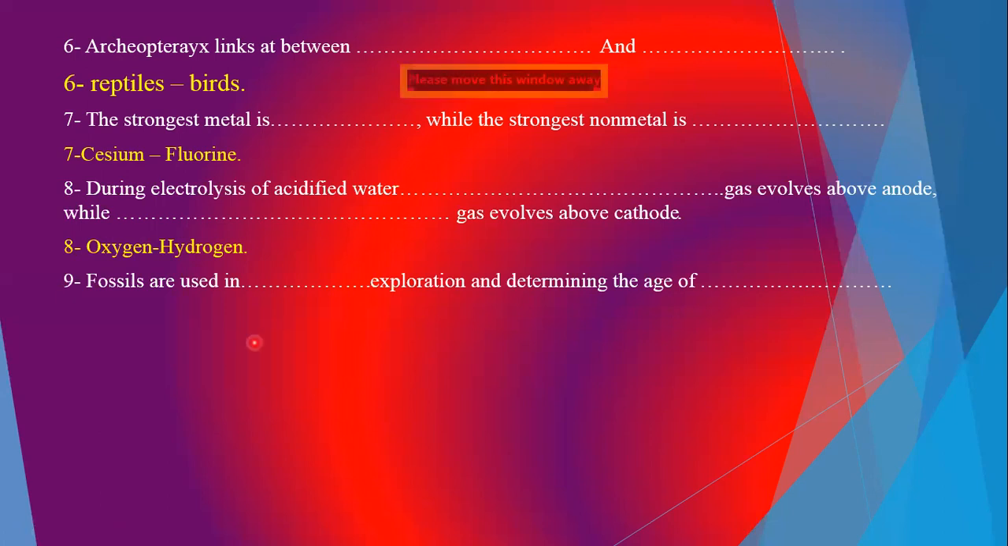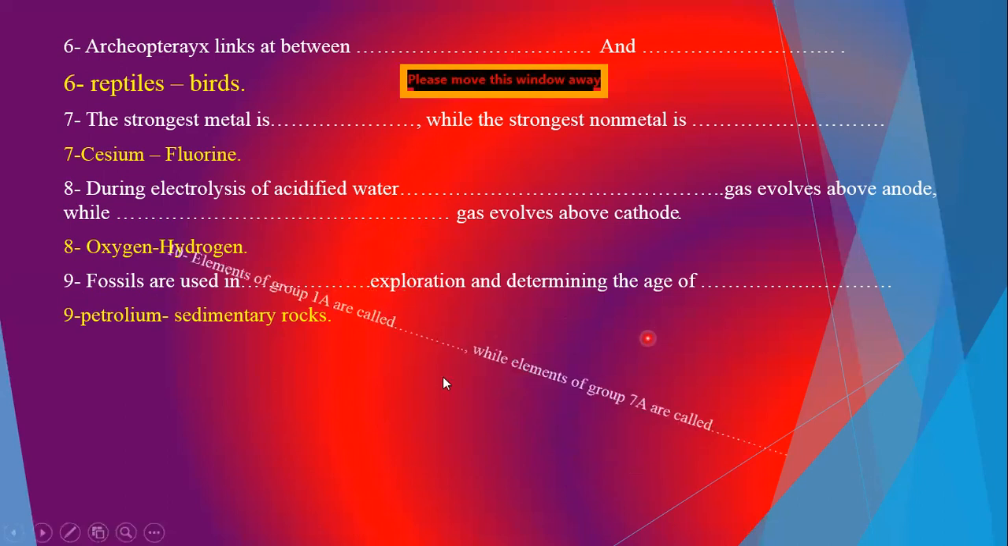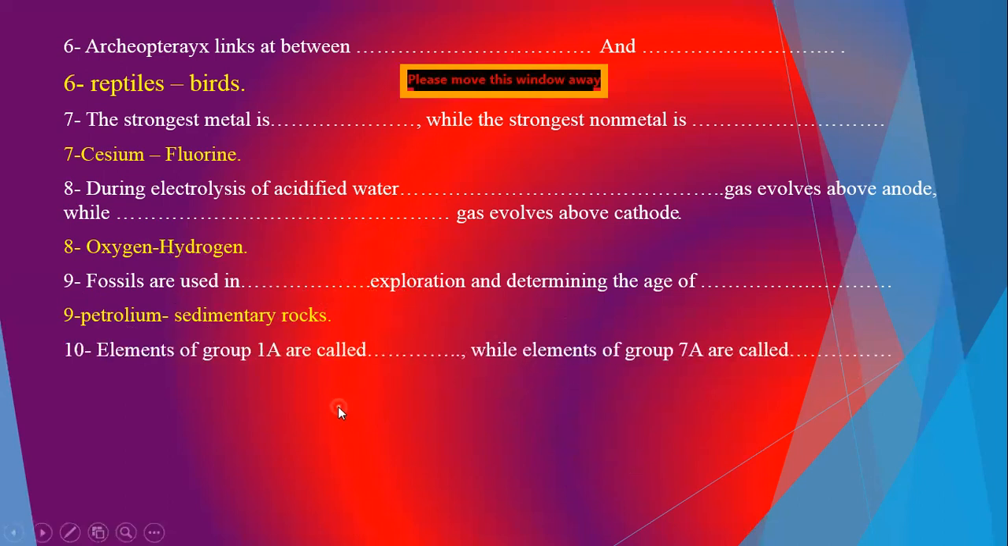هنا fossils are used in petroleum exploration، دي حاجة واضحة جدا، with the age of sedimentary rocks. Elements of group 1A are called alkali metals while elements of group 7A are called halogens. طبعا 1A دول اسمهم alkali metals و 7A دول اسمهم halogens.